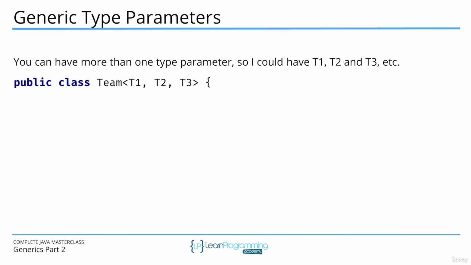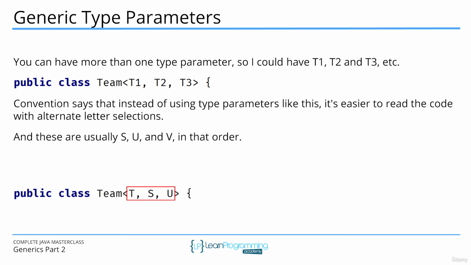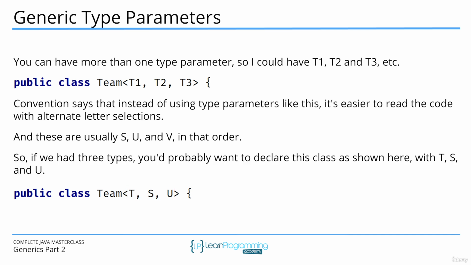You can have more than one type parameter, so I could have T1, T2 and T3, etc. Convention says that instead of using type parameters like this, it's easier to read the code with alternate letter selections, and these are usually S, U and V in that order. So if we had 3 types, you'd probably want to declare this class as shown here, with T, S and U.